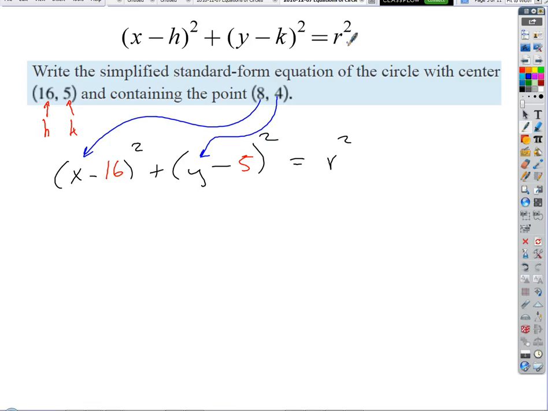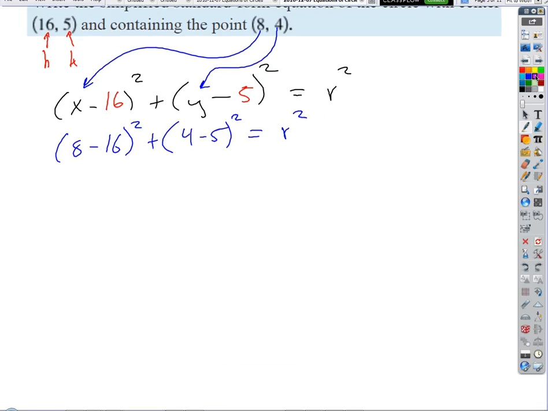So if we do this, we end up with 8 minus 16 squared plus 4 minus 5 squared equals r squared. Let's simplify this. What's 8 minus 16? Negative 8. Squared? 64. So this all becomes 64. What's 4 minus 5, squared? 1. 64 plus 1 is what? 65. So 65 equals r squared.